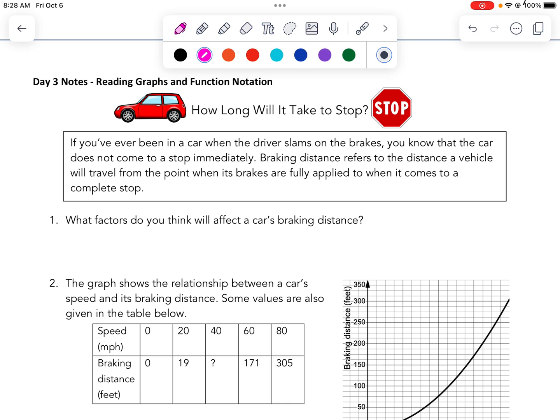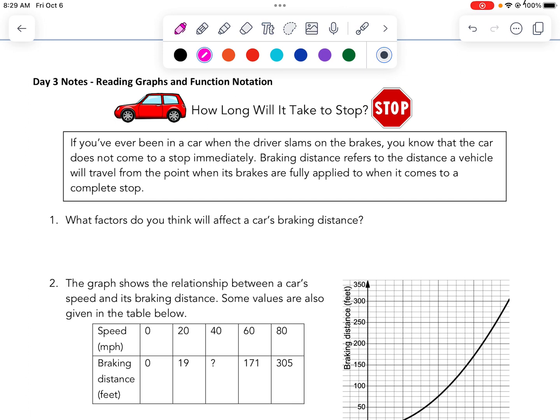If you've ever been in a car, when the driver slams on the brakes, you know that the car does not come to a stop immediately. Braking distance refers to the distance a vehicle will travel from the point when its brakes are fully applied to when it comes to a complete stop. Number 1, what factors do you think will affect a car's braking distance?